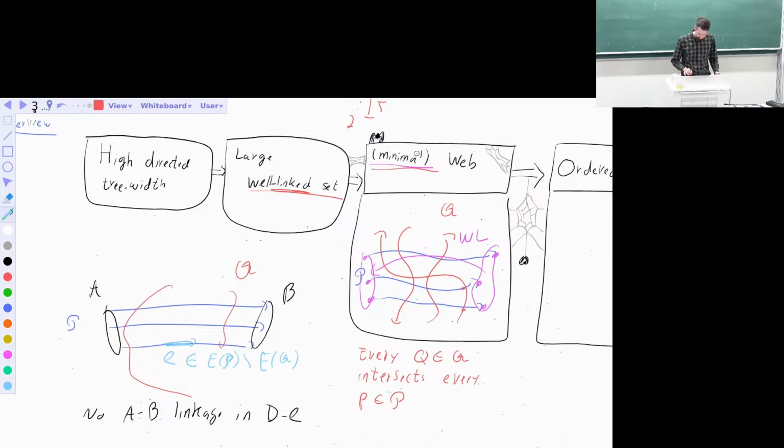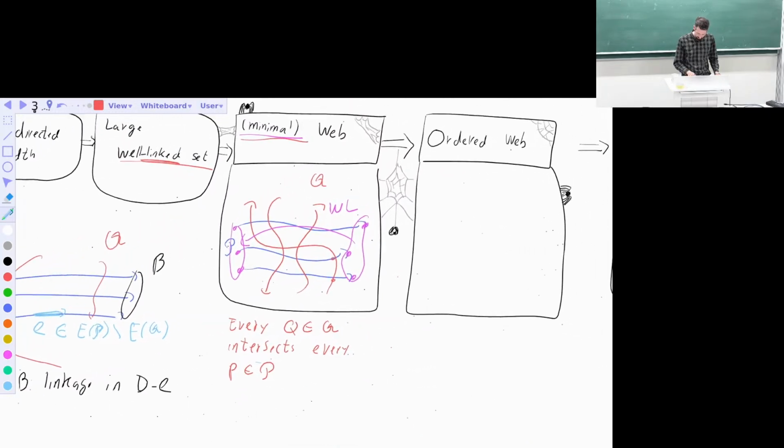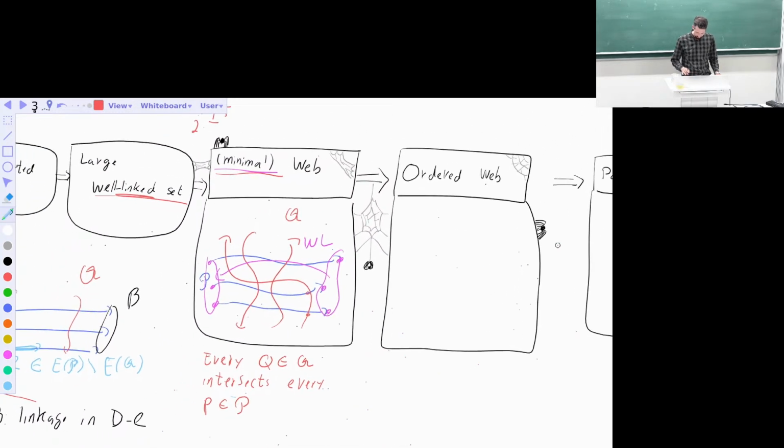But okay, yeah, so now we get this minimal web. The next step is to try to put a little bit more order into this. So what we do is we want to have some ordering from left to right. So P is going to become a horizontal linkage. It is going to go nicely from left to right. And Q is going to be more like a vertical linkage, so it's still going to intersect things in a more or less arbitrary way, in any order, but we are going to have that the paths in P are going to be ordered from left to right. And we still have the property that the end stays well linked to the beginning.